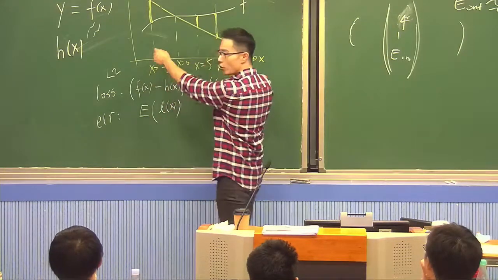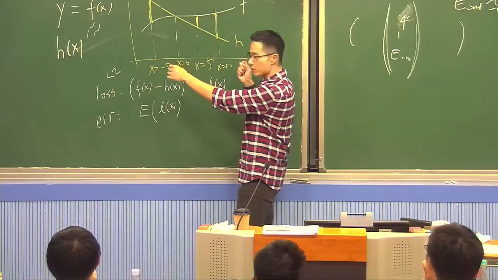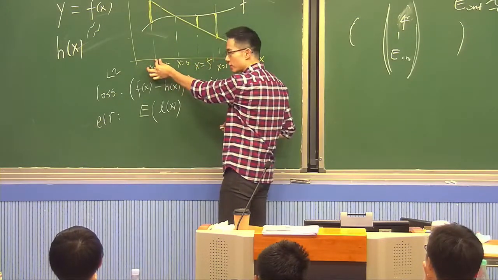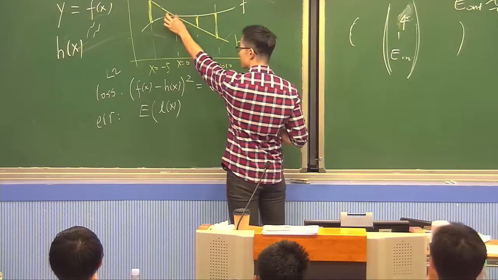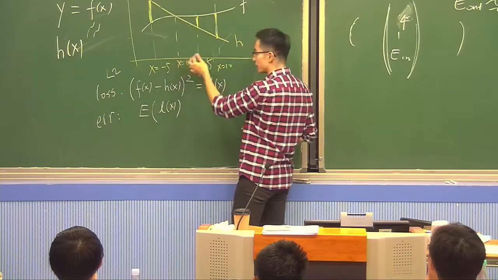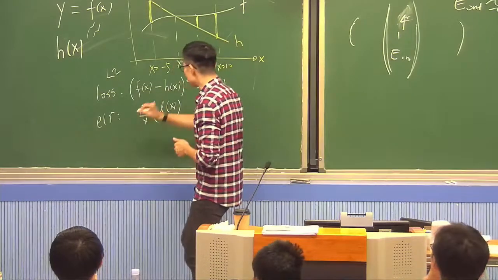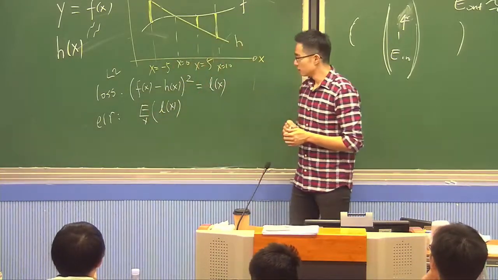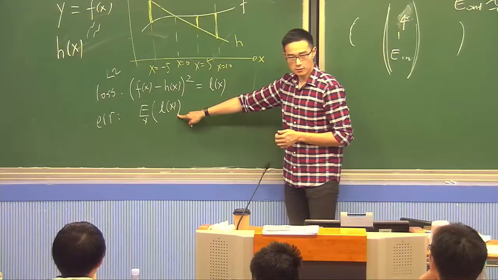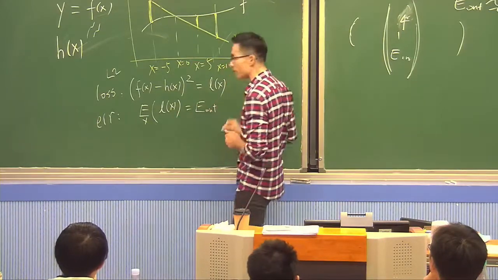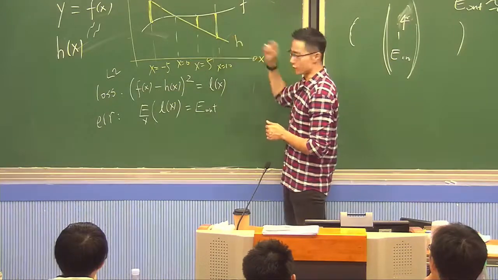Now the expectation is taken over all the x. This is basically this distance squared times the probability of x equal to -5, plus this distance squared times the probability of x equal to 0, etc. You add them together, and so this is with respect to x. Now, this error function is also what we call the E out, the out of sample error of this h.